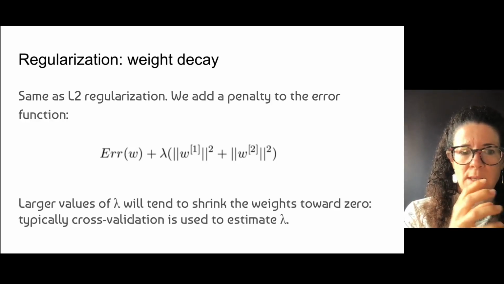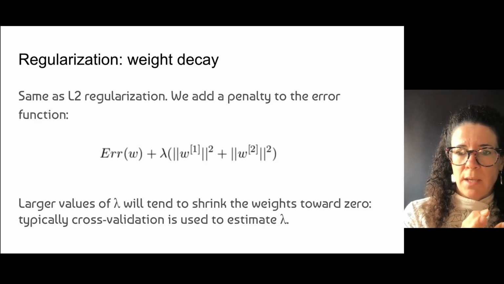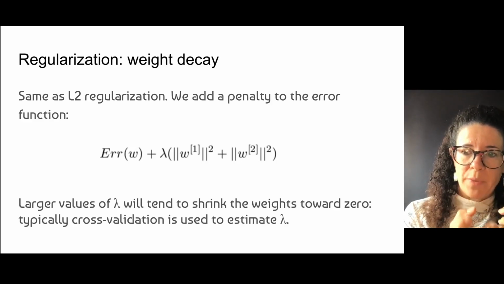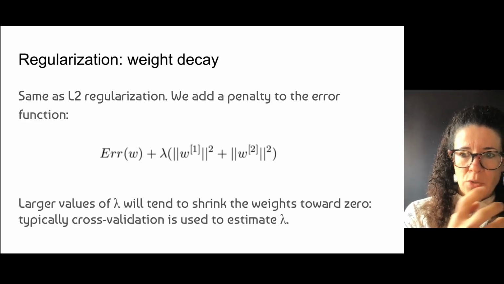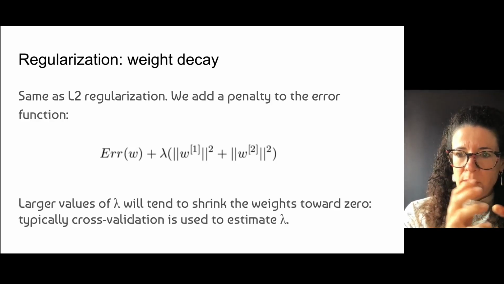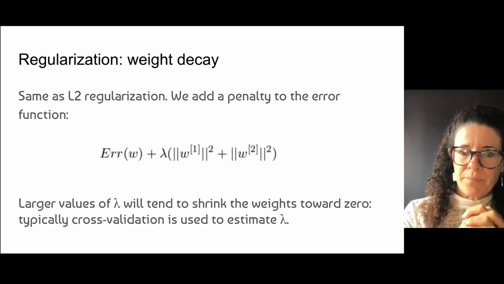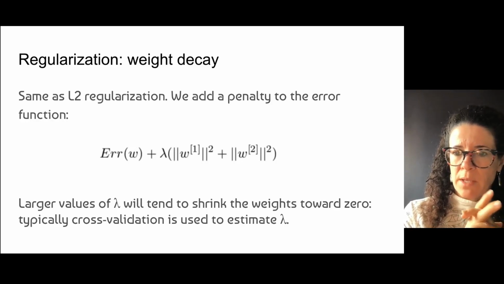What happens is that we have a parameter lambda that is going to decide the trade-off between how much we try to optimize the error function and how much we try to shrink the values of these parameters. Larger values of this lambda will tend to shrink the weights towards 0. And as we know, we use cross-validation or validation to estimate the values of lambda.